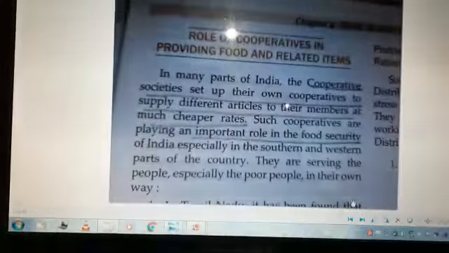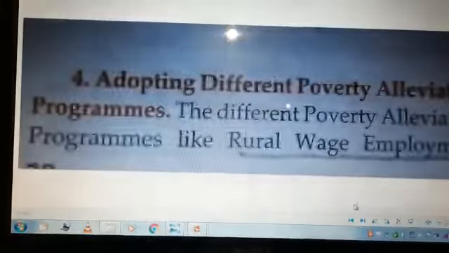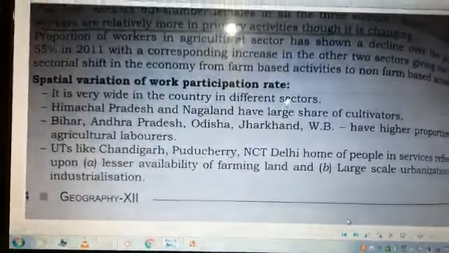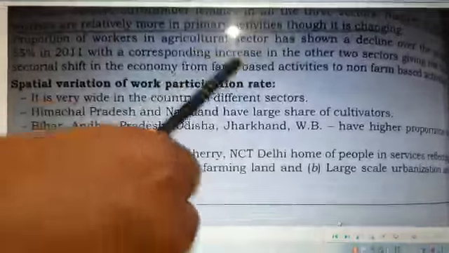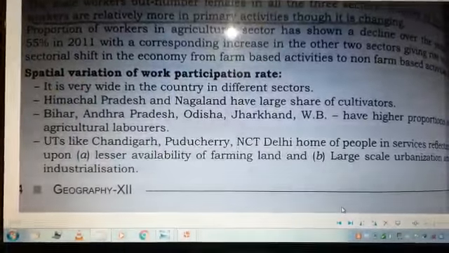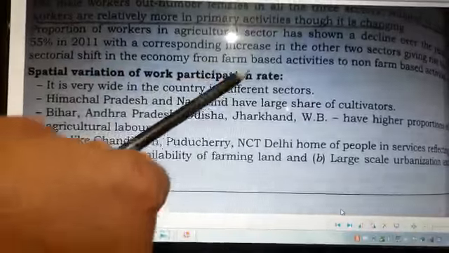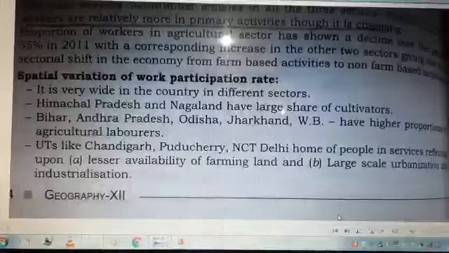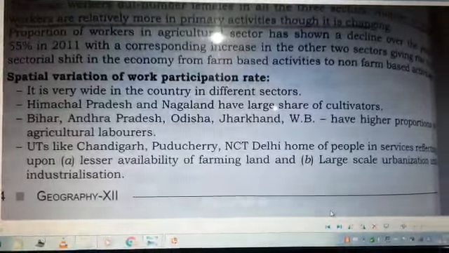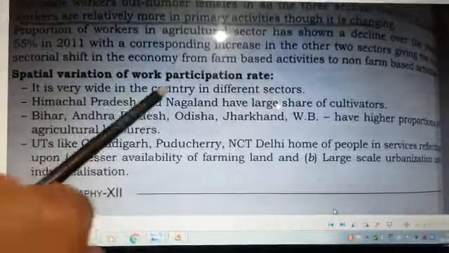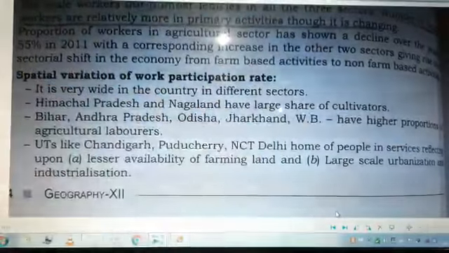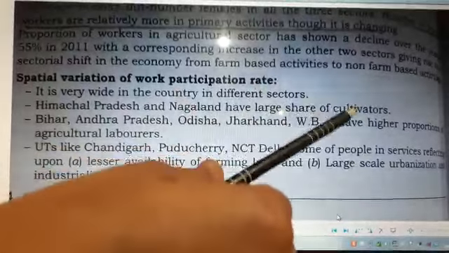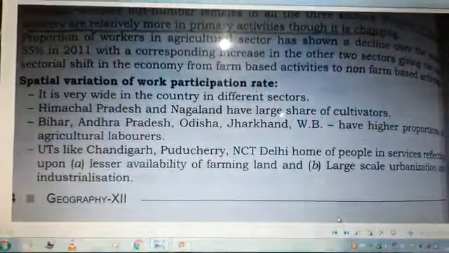Now we have the last topic that is left, that is spatial variation of work participation. First point, it is very wide in the country in different sectors. If we talk about it is very wide, it is very large, that we discuss the spatial areal differentiation. Second, Himachal Pradesh, Nagaland have large share of cultivators. Third, Bihar, Andhra Pradesh, Odisha, Jharkhand, West Bengal have higher proportion of agricultural laborers.